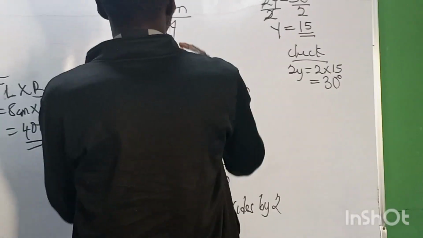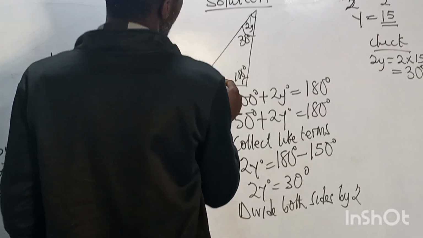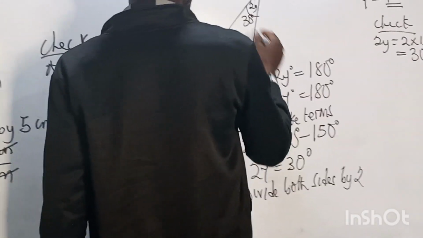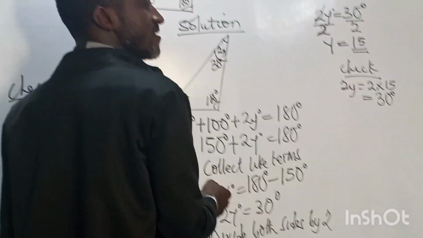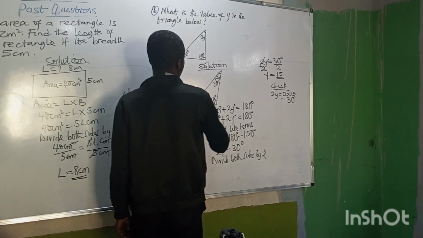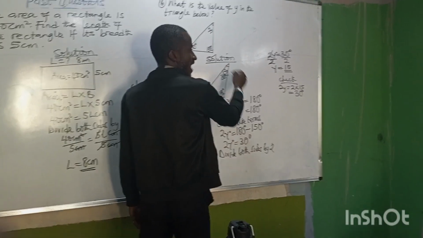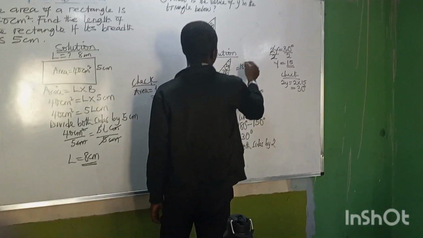So if you add everything together, 50 plus 30 will give us 80. 80 plus 100 will give us 180 degrees. That is the meaning of the sum of these three angles. The sum of the angles of a triangle is equal to 180 degrees.